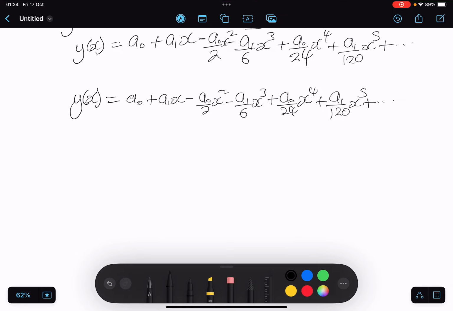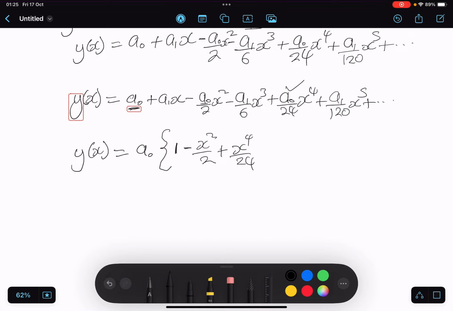So now I'm going to factor out A1 and also factor out A naught. If I start with A naught, all the terms that have A naught: if I factor out A naught, we're going to have 1 here, and then minus x squared over 2, and then plus x to the power 4 over 24, right? Plus it continues, isn't it?